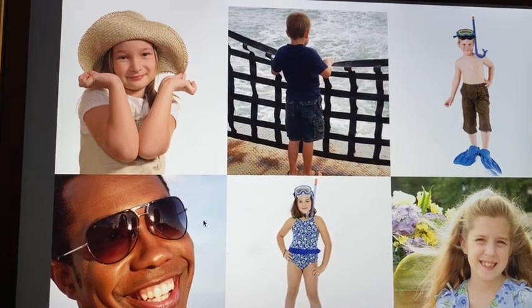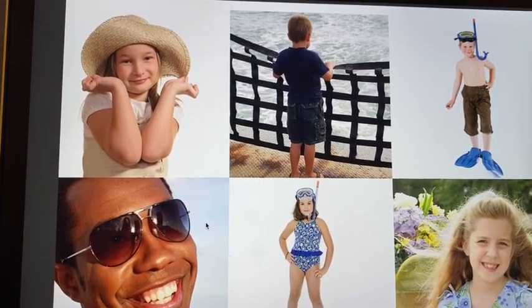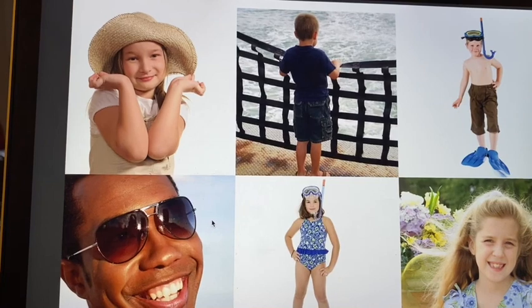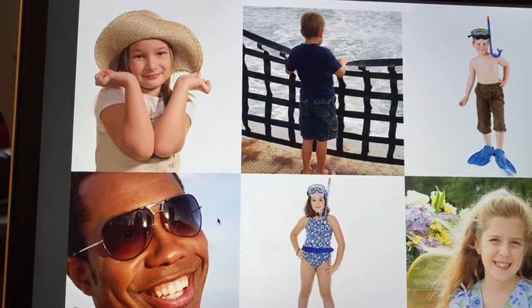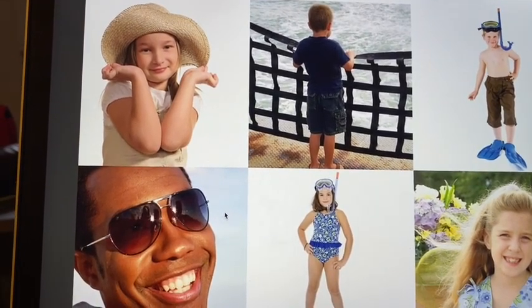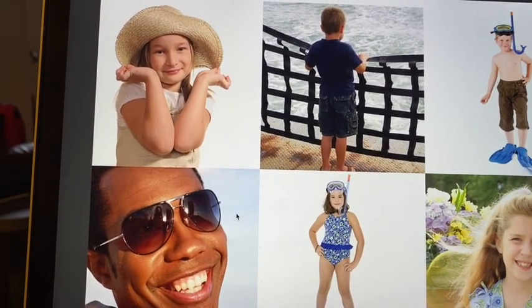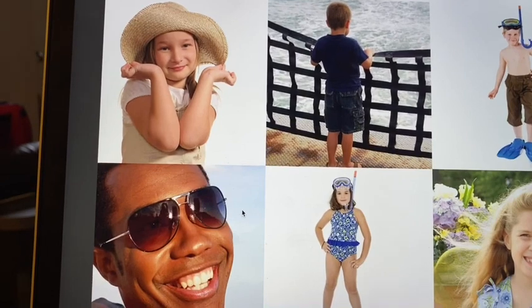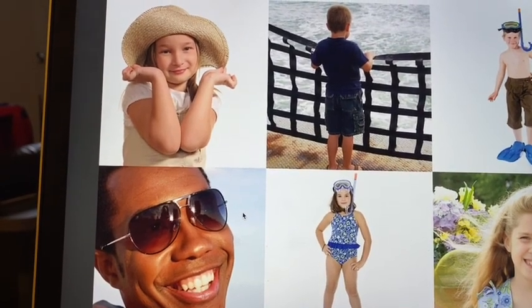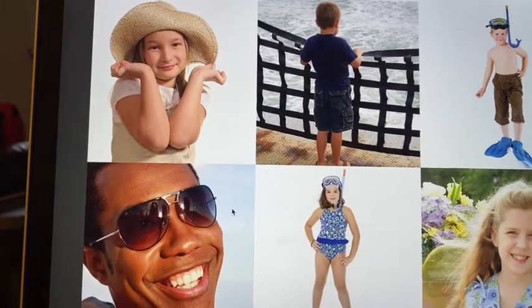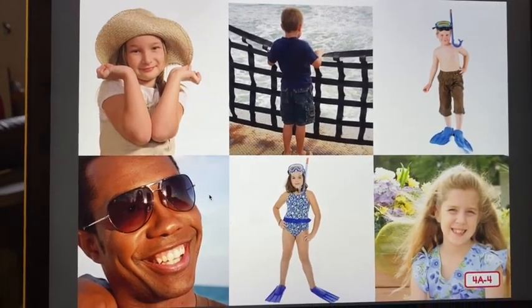Do you remember that when we talked about the winter months, we said you could tell how cold it is by the way people dress? The same is true in the summer. You can tell how warm it is by the way people are dressed. All of these people are dressed for warm weather. What do you notice about the way they are dressed? Can you name some of the articles of clothing that they're wearing?